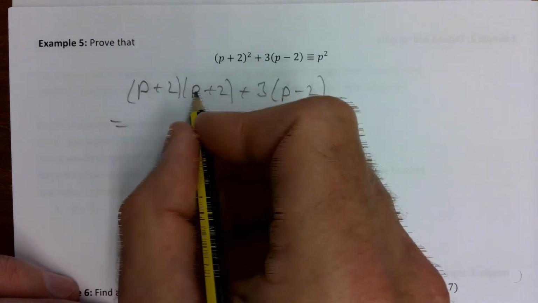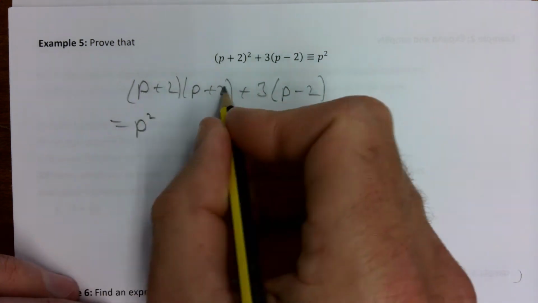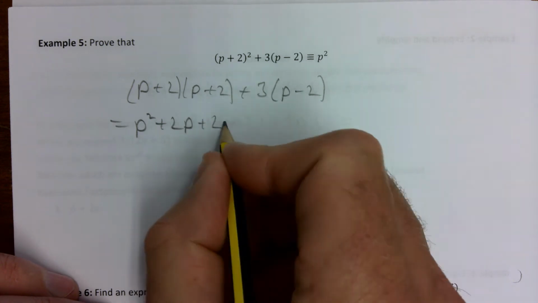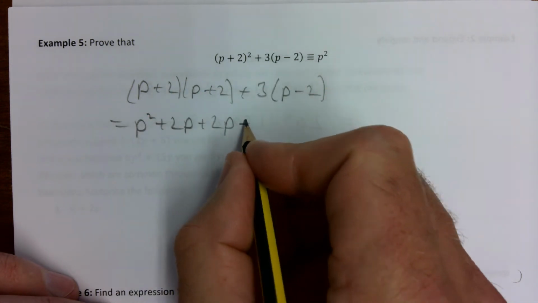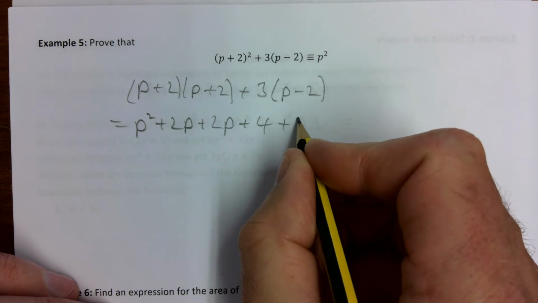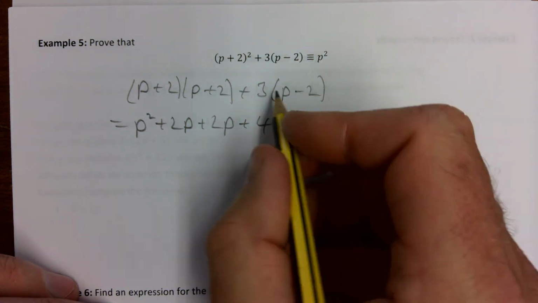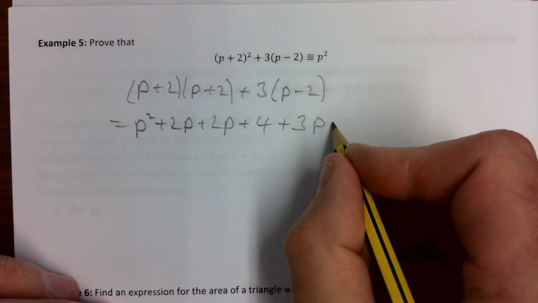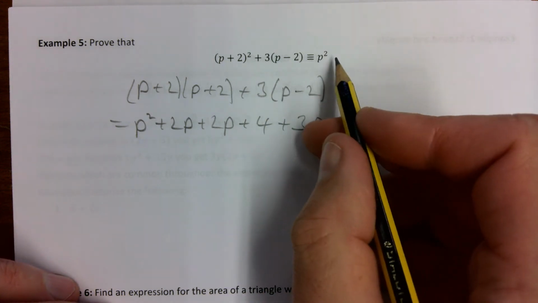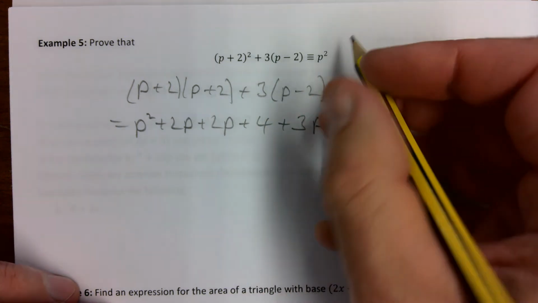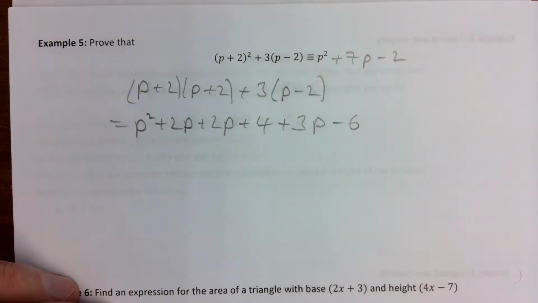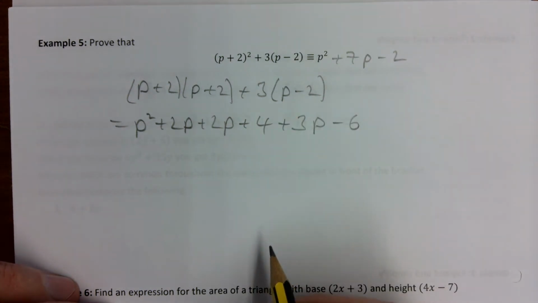That gives me first p squared, outer plus 2p, inner plus 2p, last plus 4, plus 3p minus 6. Actually, I've just realized there's a mistake here. This should be p squared plus 7p minus 2 with the question. Apologies, I'm just seeing that now. There's a wee mistake in the question.